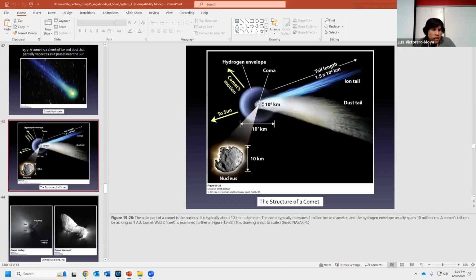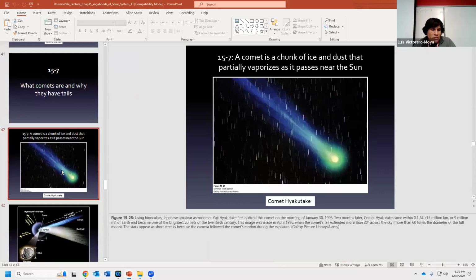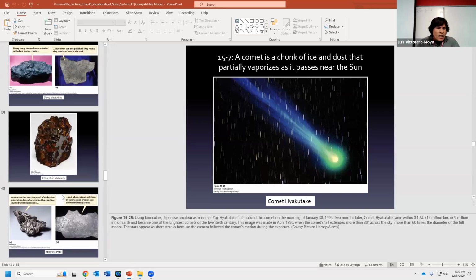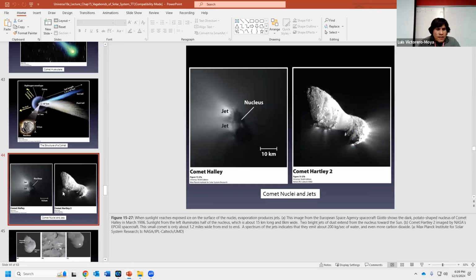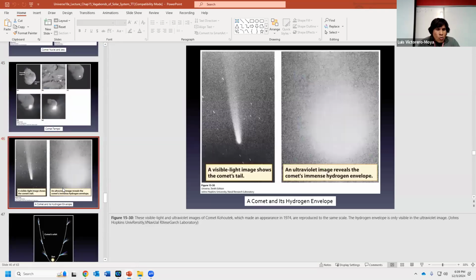of the solar system: asteroids, meteors, and of course, comets. All right. When you look at a comet and when you look at an asteroid, the differences are quite clear, right?